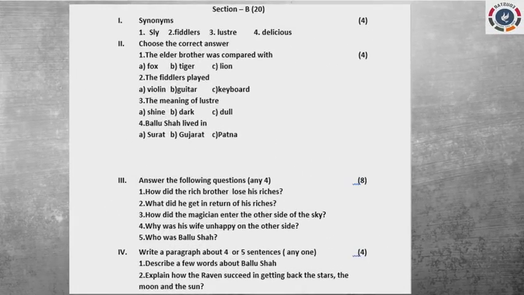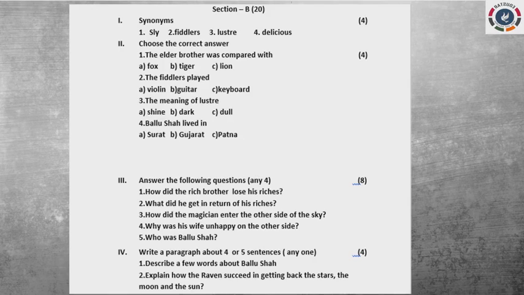Kids, next we will discuss Section B. It is for 20 marks. 4 Roman letters are there. Okay, the first Roman letter is synonyms. 4 questions I have asked. Each carries 1 mark. Okay, and the second Roman letter, choose the correct answer. This I have taken from the book. So go through the lesson well. Okay, for 4 marks. And the third Roman letter is answer the following questions.